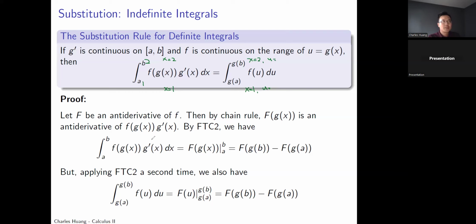If you look at the proof of the substitution rule, you'll notice I'm using the fundamental theorem of calculus, especially the second part, where we have definite integrals. Oh, I forgot to change this. This is supposed to be definite integrals. One will have A and B, the other one will have g(A) and g(B), and you'll notice by using this, the result will be the same for both of them.